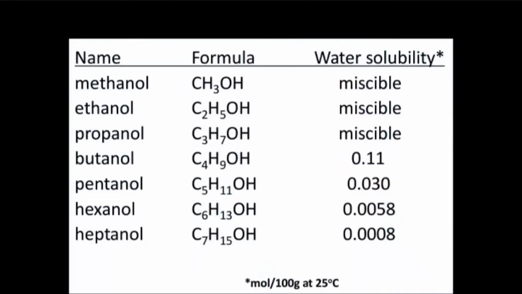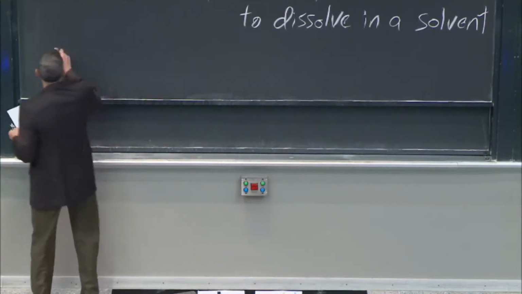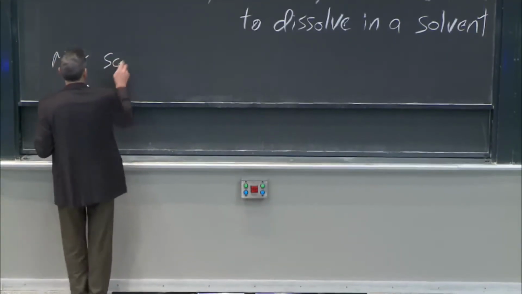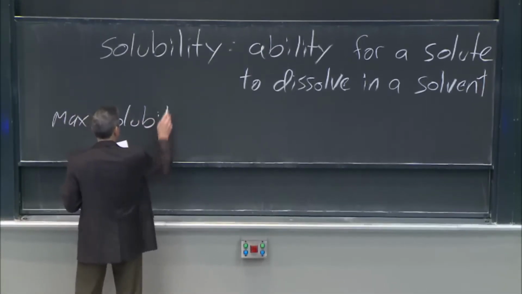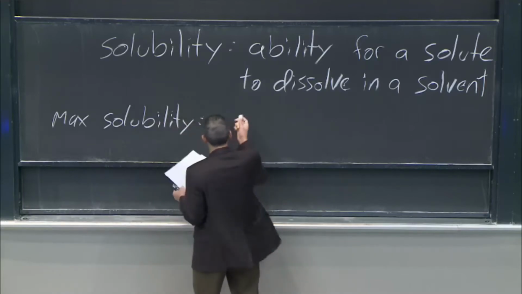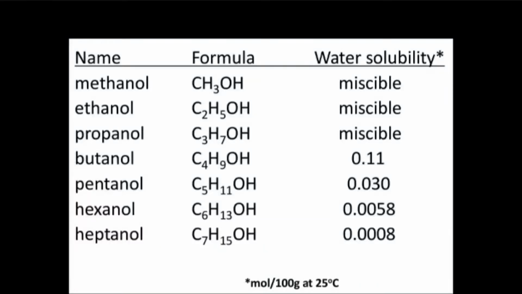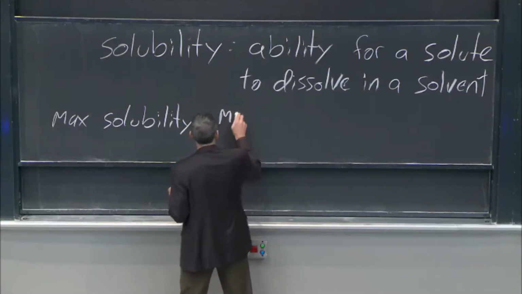Okay, there it is. So that's how much. And you see it's listed there as moles per 100 grams. All right, so that's one way to write it. It's often the max solubility that we're interested in. You could write it in moles per 100 grams. You could write it in moles per liter.